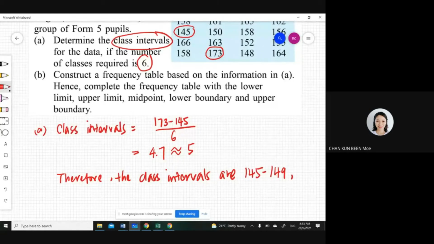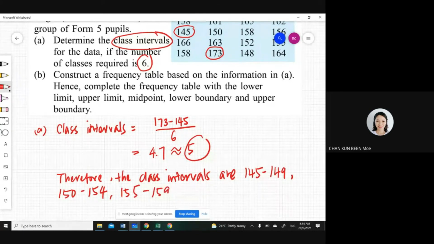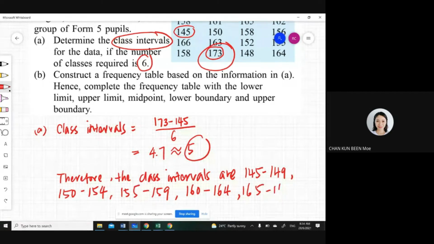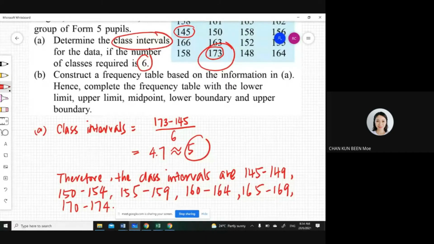Followed by that will be 150 to 154, because it's a 5. I repeat that: 150, 151, 152, 153, 154. Followed by the next one, 155 to 159, and then 160 to 164. Actually, the difference is just 4 if it is a 5. We have to finish until 173. So we continue with 165 to 169, and then 170 to 174, because you need to make it all equal, uniform. So 170 to 174 is 5 in the class. But in the data, we don't have 174 here, right?